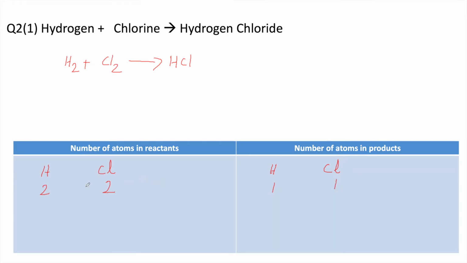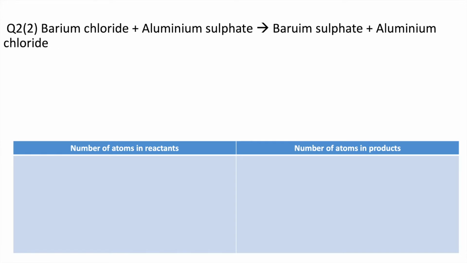So this is not balanced because the number of atoms in the reactant side and product side is not equal. So if I keep a 2 here, the hydrogen and chlorine are becoming 2. This 2 is common for both hydrogen and chlorine. So hydrogen it's 2 now, chlorine it's 2 now. Previously it was 2 only here. So the equation is balanced. Next question.